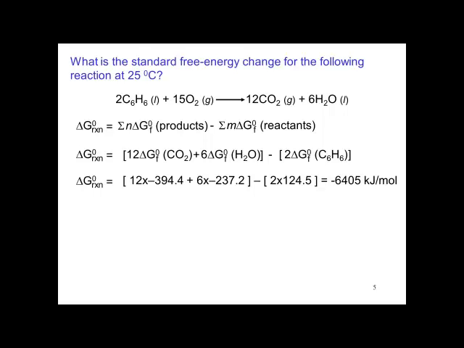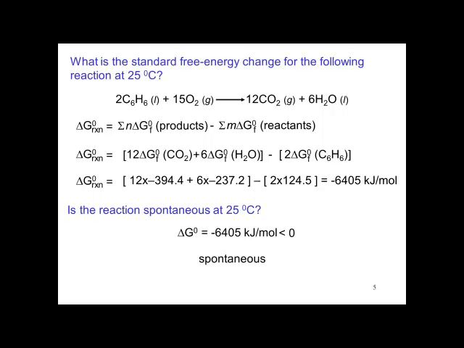Substituting in the numbers, this evaluates to be a negative 6,405 kilojoules per mole. Is the reaction spontaneous at 25 degrees? Since delta G super 0 is negative, it is spontaneous.